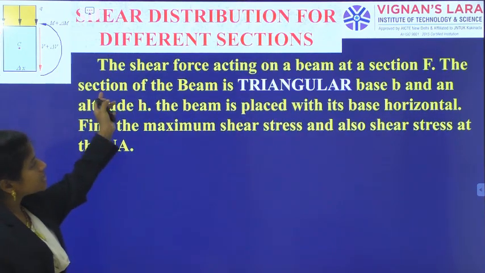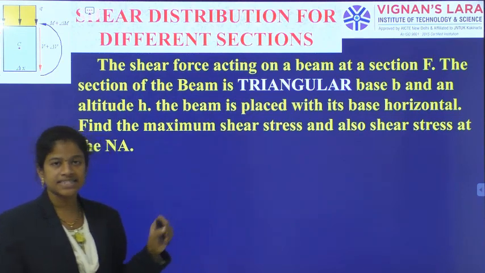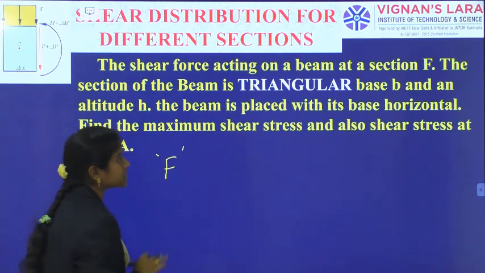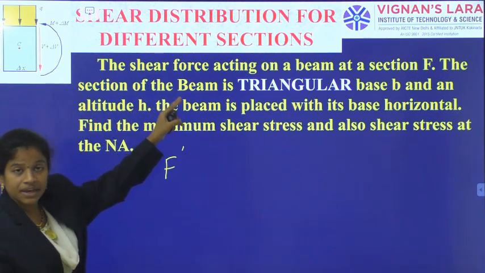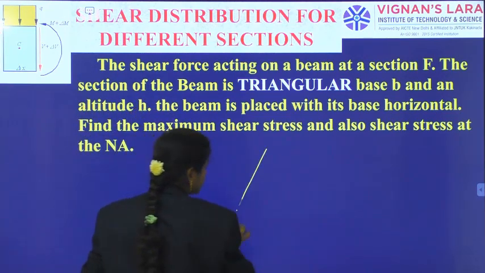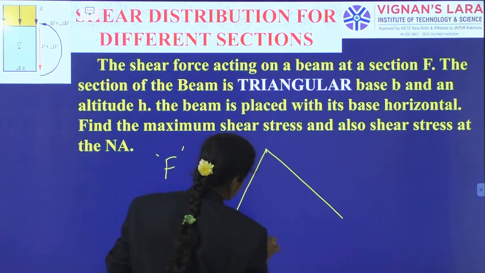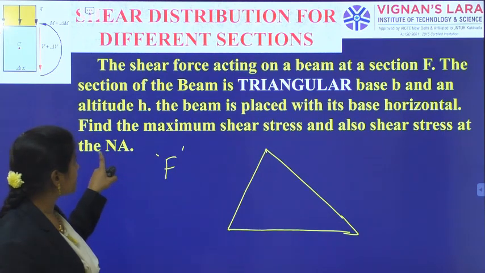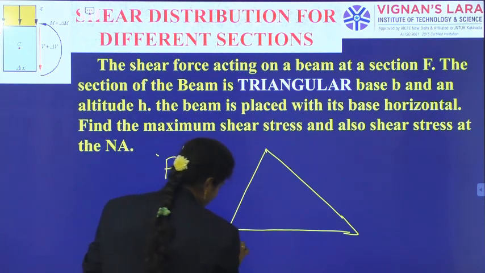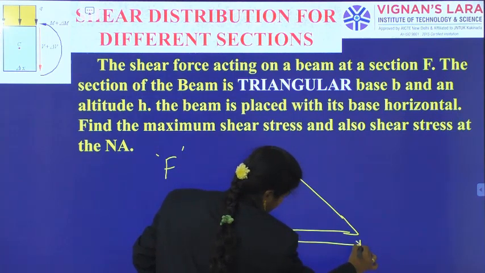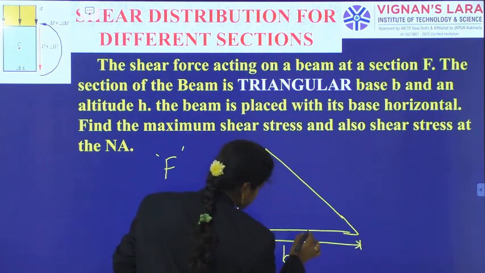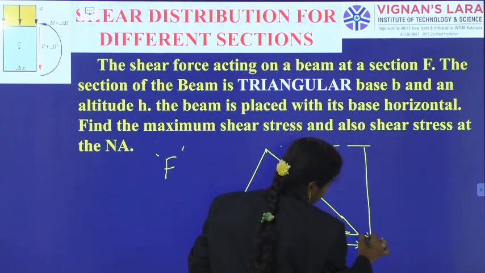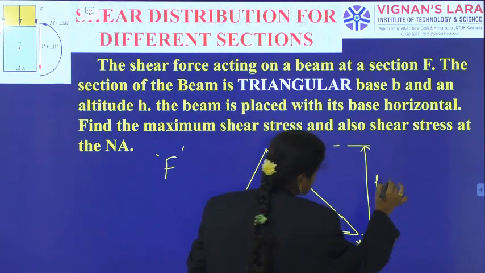Okay. Firstly, the shearing force acting on a beam at a section is F. Only that has been given. Only F is the shearing force, and the section of the beam is a triangle. Without mentioning anything else, they have given it as a triangle, and the base is B and the altitude is H. Base is B and the height or altitude of the beam member is H.